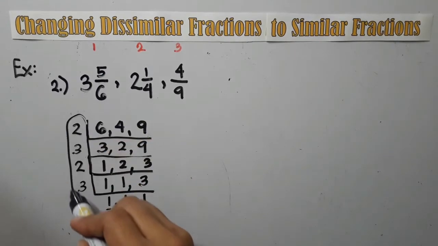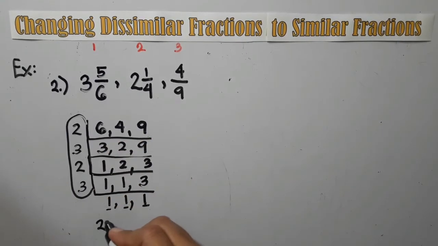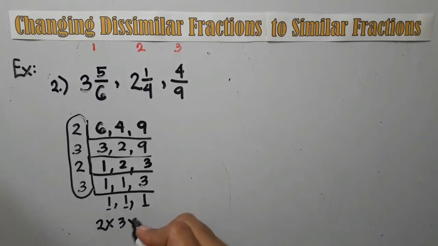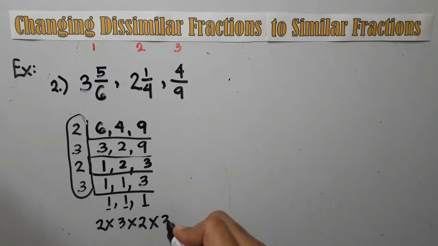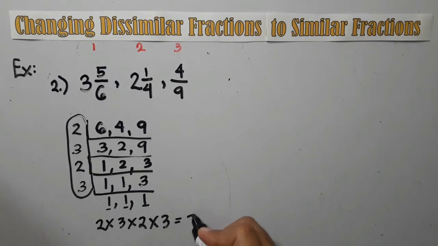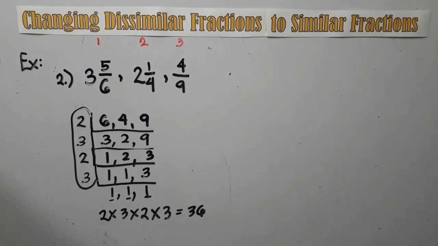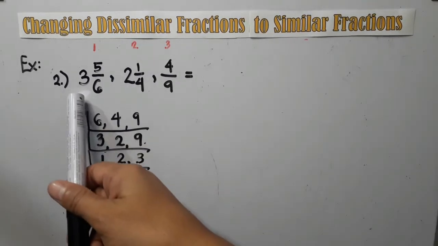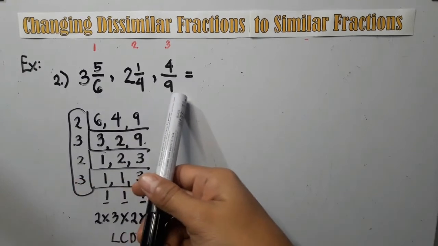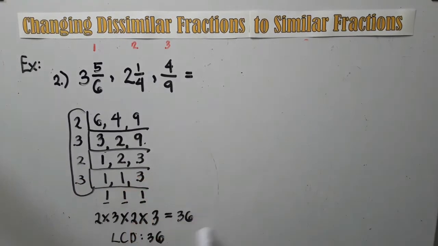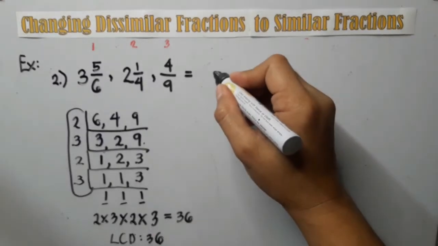So, we will get all these numbers and multiply 2 times 3 times 2 times 3. So, 2 times 3 is 6 times 2 is 12 times 3 is 36. So, therefore, our LCD is 36. So, we're now going to change our fractions into similar fractions using our LCD, which is 36.